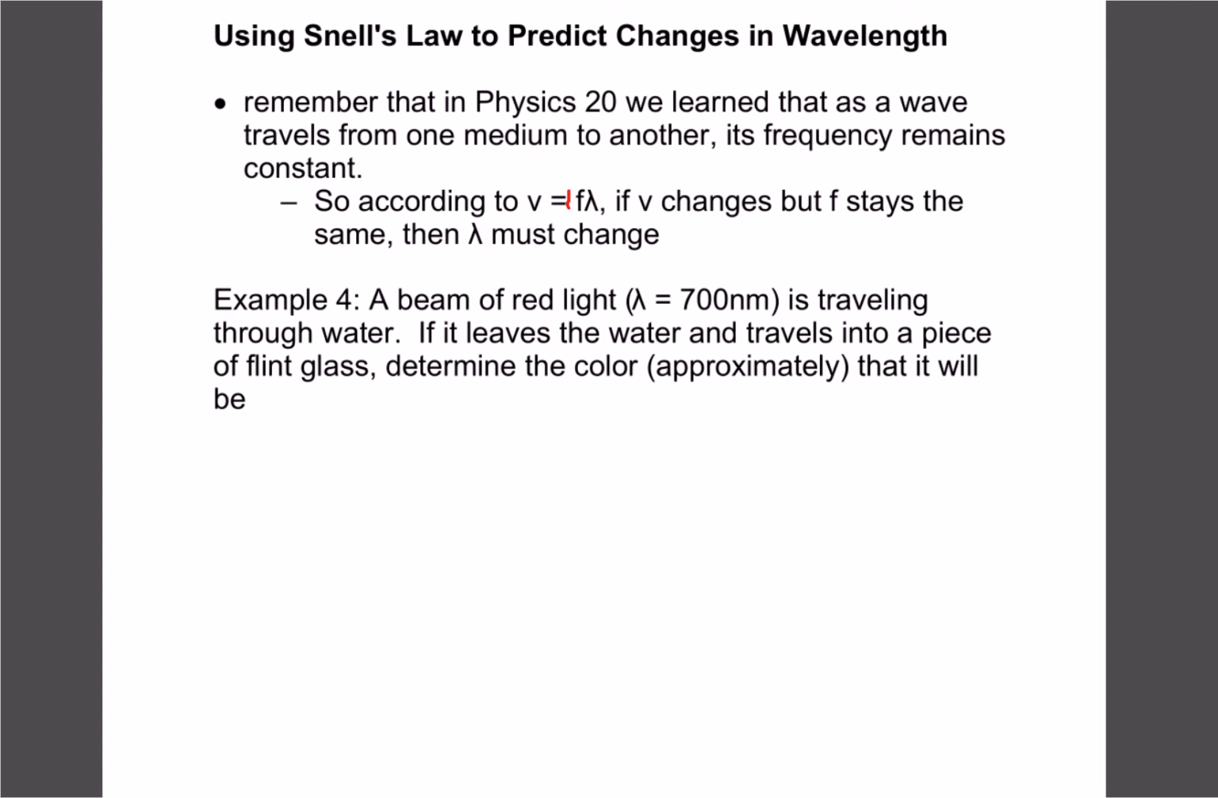So the key thing is, remember, frequency will always be the same. Therefore, if velocity goes up, wavelength would go up. If velocity goes down, wavelength is going to go down. And we can usually use that to help us figure out certain kinds of things.